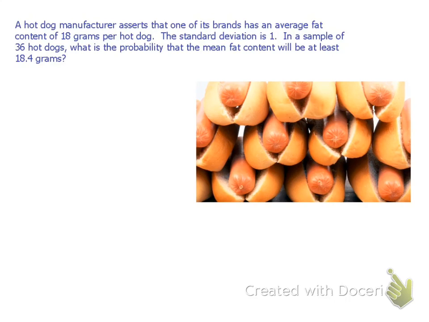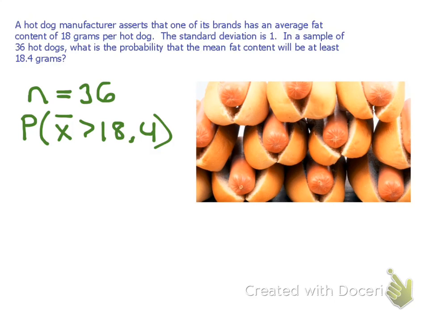So what's different about this problem? Sample size of 36. I want the probability that a sample of 36 hot dogs has a mean that's greater than 18.4. What I don't know here is how individual hot dogs are distributed. I don't know if they have an approximately normal distribution. And I can't safely assume that. I'm really not sure. It could be a uniform distribution. It could be skewed. It could be bimodal. I'm not quite sure here.